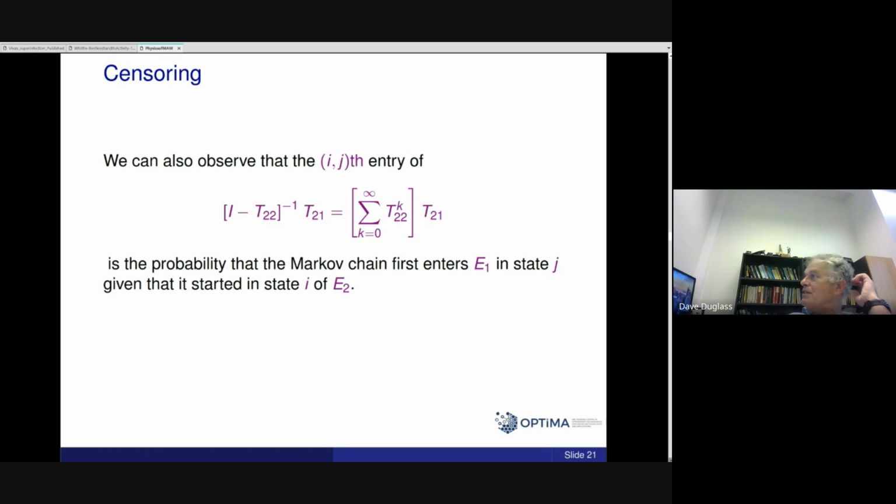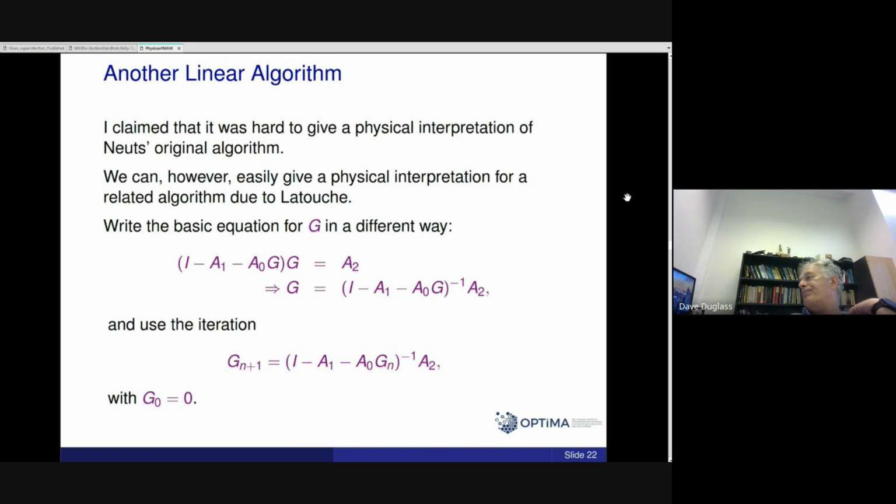So with that information about censoring, let's go back and think about linear algorithms for solving the matrix quadratic equation for G. The one thing we can do is write that basic quadratic equation in a different way. So we split the A naught G squared up. We take one bit of it as minus A naught G. So the only thing that's not post multiplied by G is the A2. We take everything else over to one side. And for the same reason as I mentioned before, we can put forward an argument that says this matrix is non-singular. So we can multiply by its inverse and write G as I minus A1 minus A naught G inverse A2, and base an iteration on that.